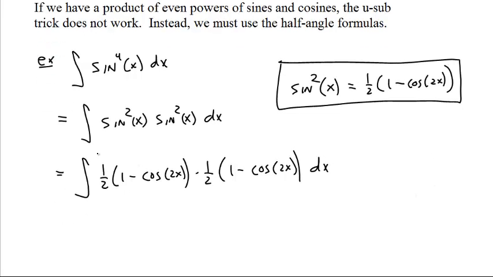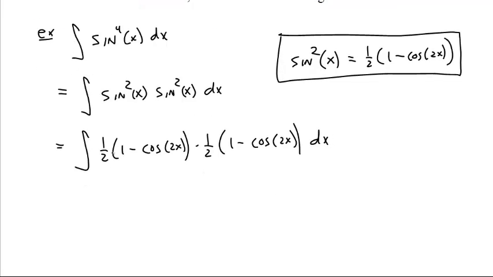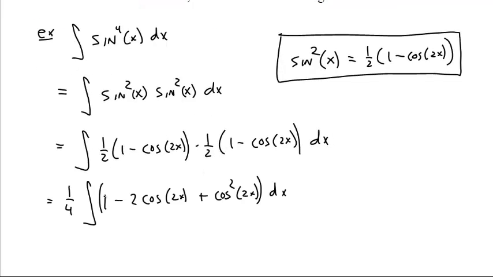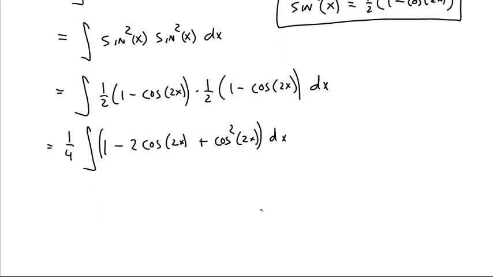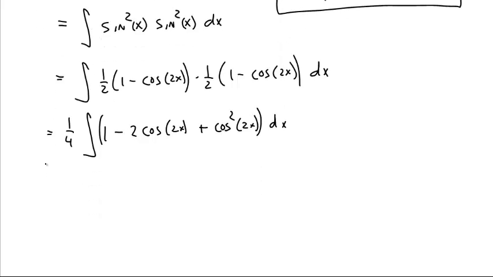Now the 1/2 times the 1/2 becomes 1/4, and we can put that out front. And 1 times 1 is 1, minus cosine of 2x minus cosine of 2x is minus 2 cosine of 2x, and then negative cosine of 2x times negative cosine of 2x becomes plus cosine squared of 2x. Now, most of this is pretty easy to evaluate. We have 1/4 times 1; the integral of 1 when x is your variable is 1x. We have 1/4 out front, and we keep the negative 2 right there.